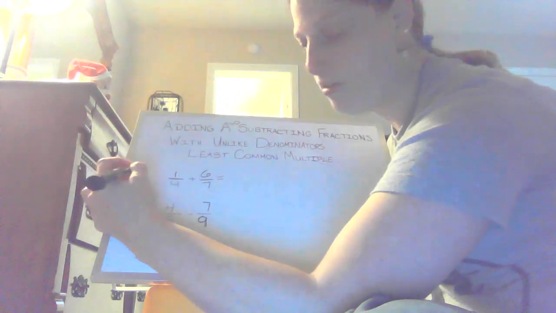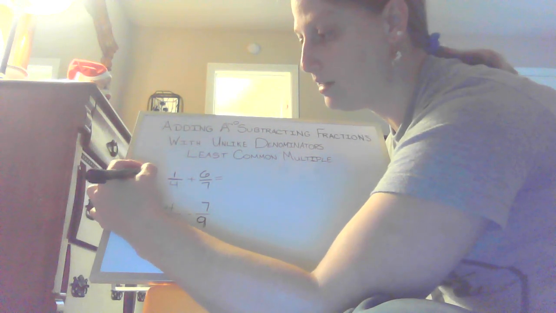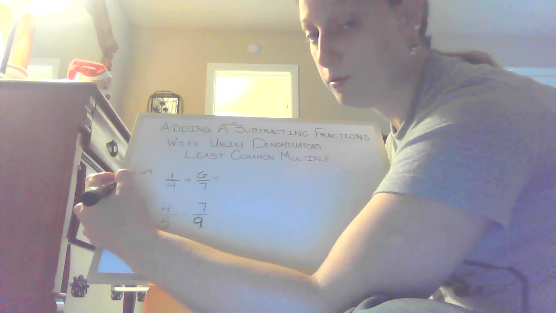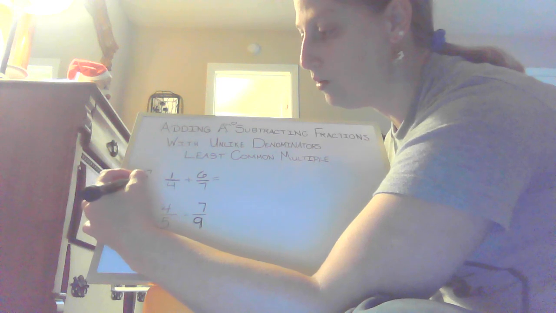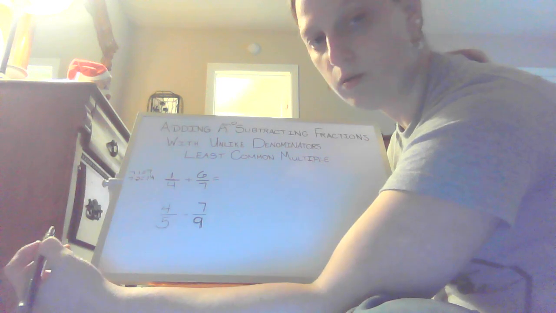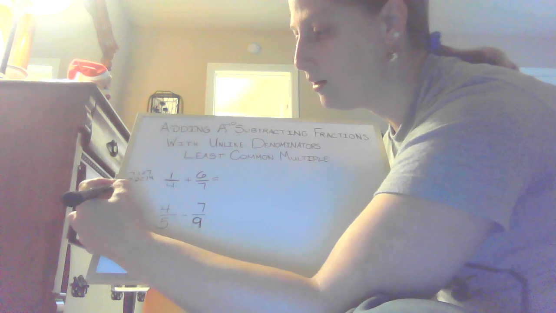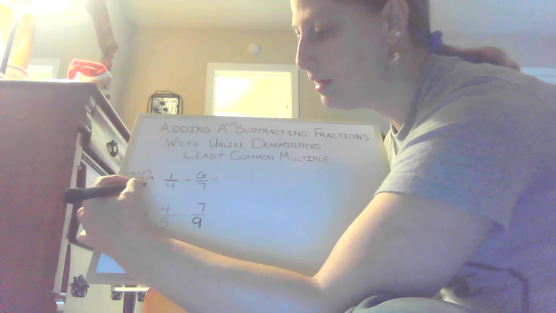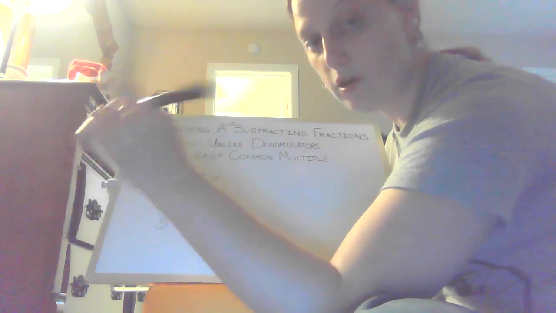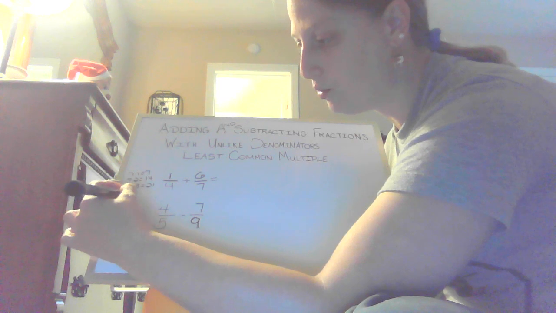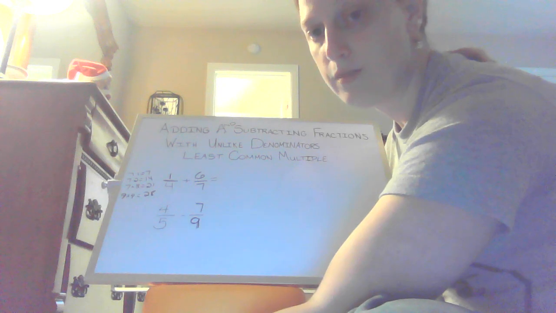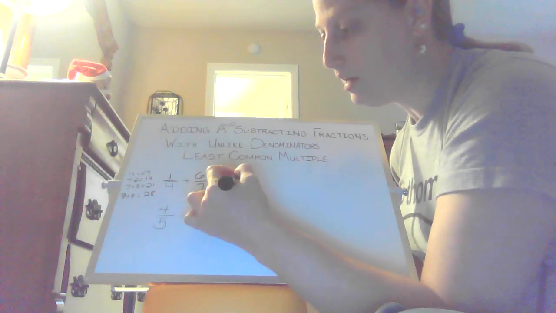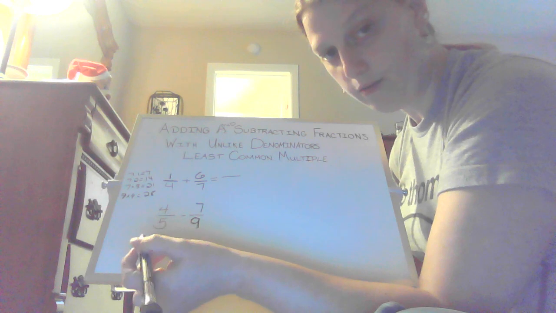So we'll start with our 7. 7 times 1 is going to be 7. And then we know 4 cannot go into 7. So let's move on to 7 times 2, which is going to give us 14, which again we know 4 cannot go into. So keep moving. 7 times 3 is 21, which 4 can't go into either. So let's try one more. 7 times 4 is going to give us 28. So 28 is going to be our least common denominator.